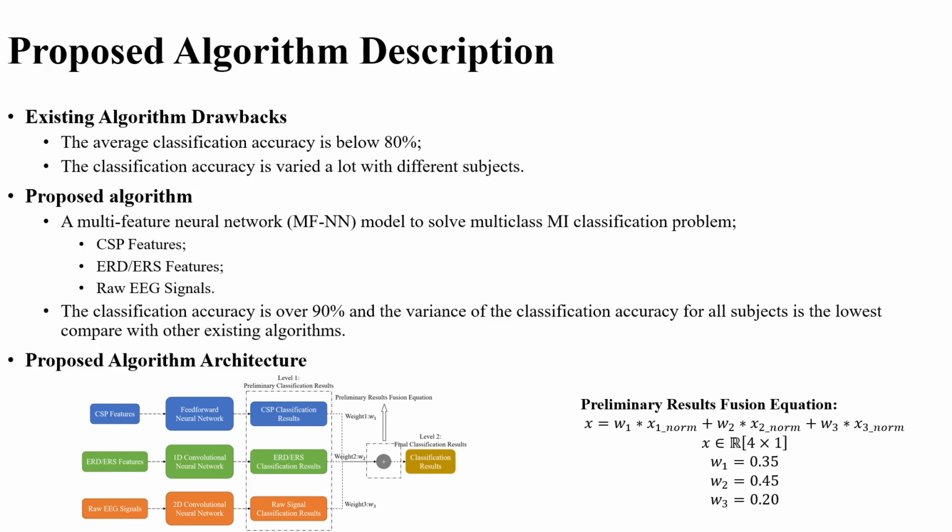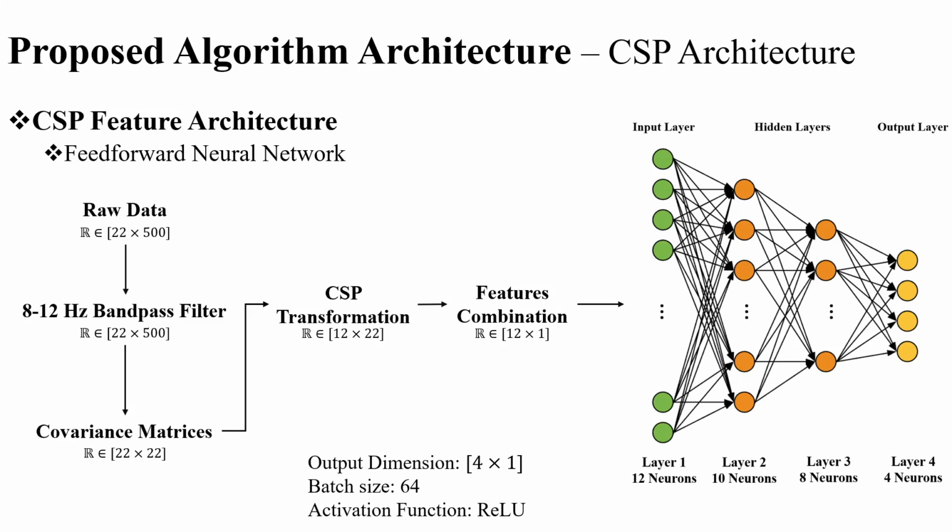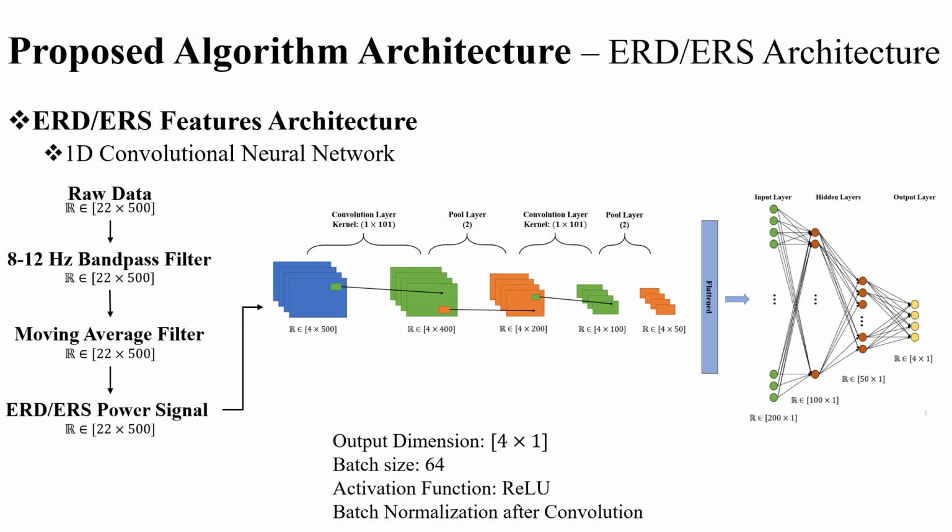The proposed algorithm contains three parts: a feed-forward neural network, a 1D convolutional neural network, and a 2D convolutional neural network. So the first part is the CSP-based feed-forward neural network. As shown in this flowchart, the CSP feature dimension is 12 by 1, and the FNN is a 4-layer neural net. To increase the learning speed and efficiency, the learning algorithm is adaptive learning rate optimization.